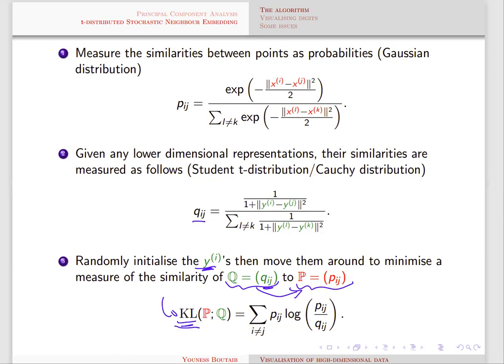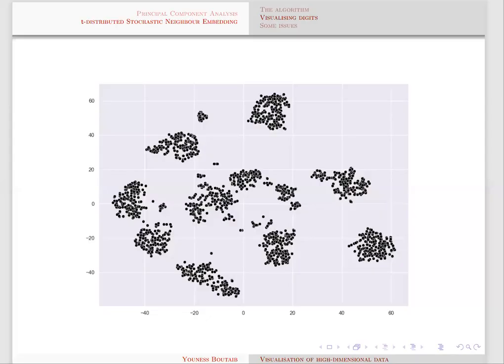At the end of the algorithm, what will happen is that if xi and xj are close to each other, then yi and yj will be forced to be close to each other. But if xi and xj are far from each other, yi and yj will be allowed to be even further apart from each other. As a practical example, we apply t-SNE to the dataset of handwritten digits.